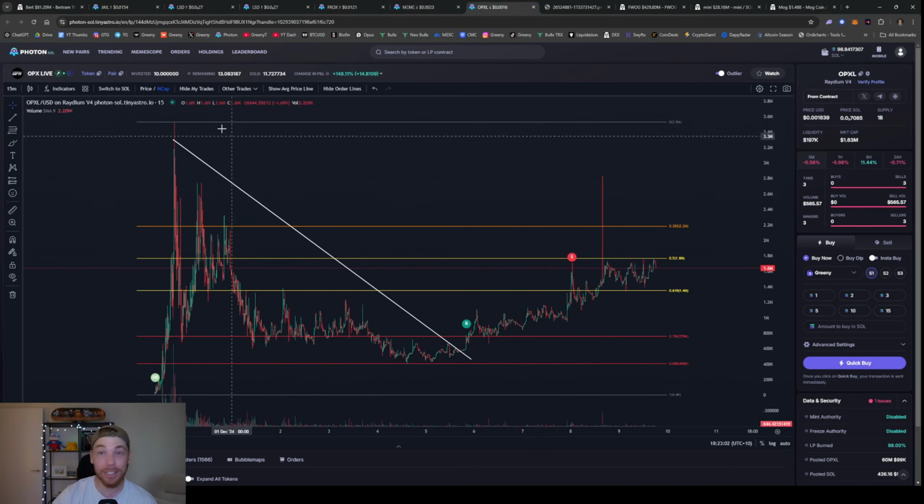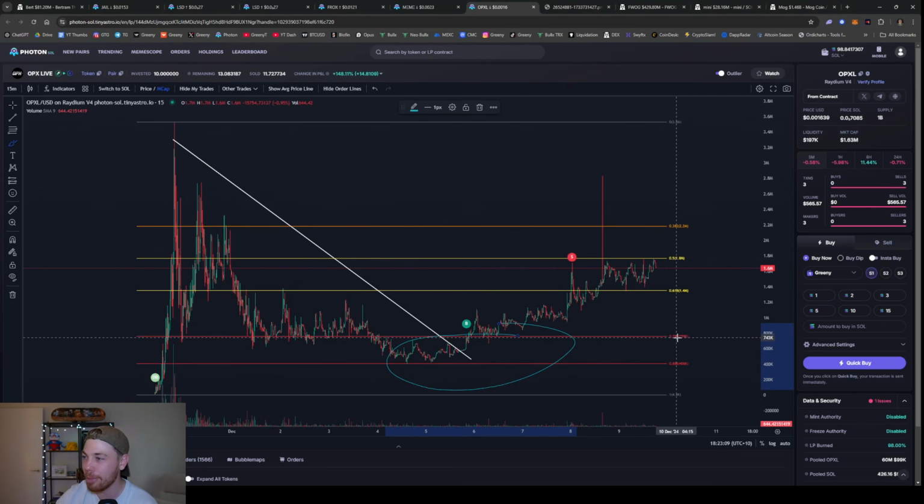Here we go. This is literally what I did over the weekend when I was at a wedding. We bought the breakout here. And where was the range? Where did it find a bottom, guys? It found a bottom in this 886 and the 786. And where are we at now?